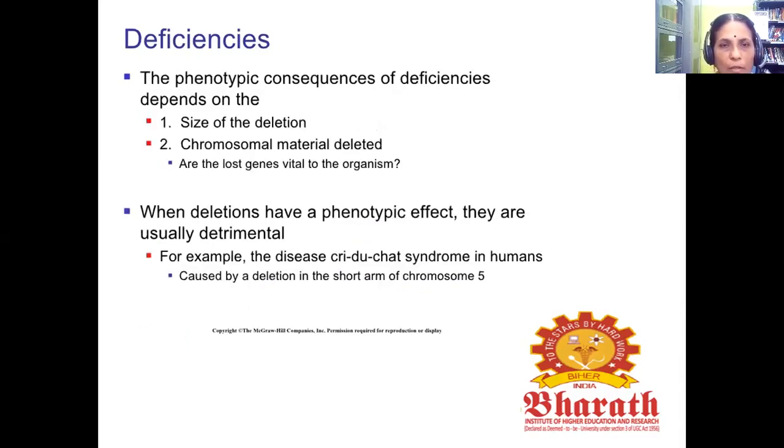So the phenotypic consequences of deficiency depend on the size of the deletion, and the chromosomal material lost. Are the lost genes vital to the organism? When deletions have a phenotypic effect, they are usually detrimental. For example, the disease Cri-du-Chat syndrome in humans is caused by a deletion in the short arm of chromosome 5. That is an example of deletion or deficiency, in the case of Cri-du-Chat syndrome in humans.